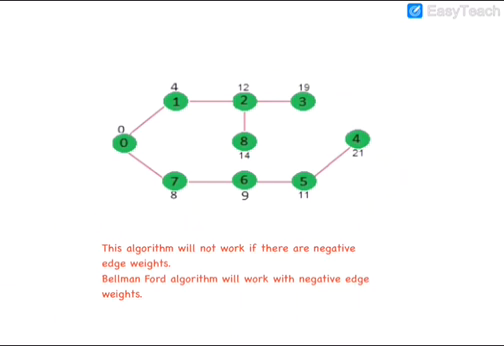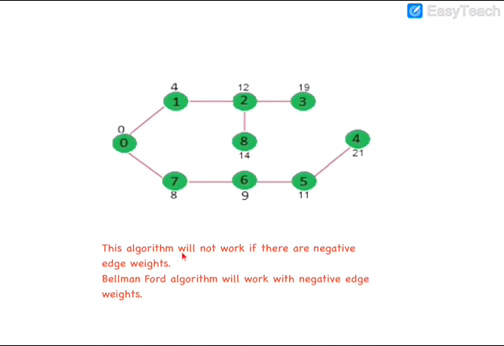You can see that 4 can be reached this way with a cost distance of 21. 8 can be reached with a cost distance of 14. 3 can be reached with a cost distance of 19. Okay, so from the source you can reach every vertex by the shortest path. So this is Dijkstra's single source shortest path algorithm.